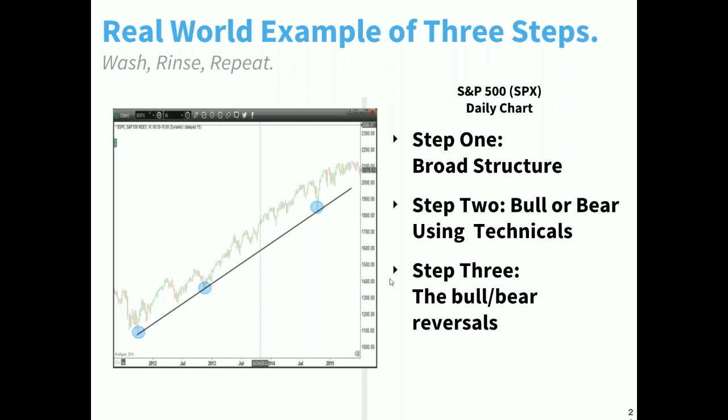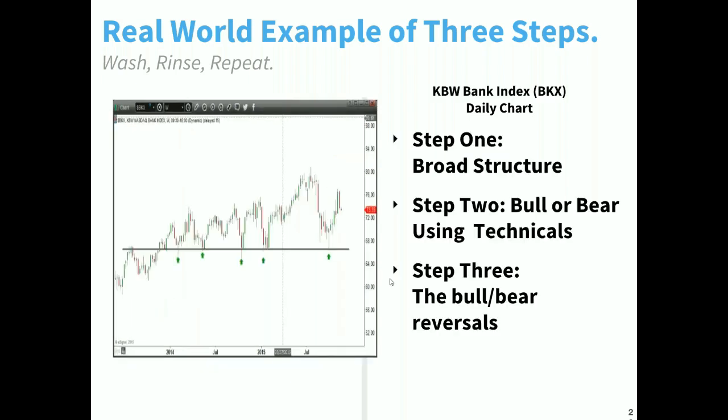Okay, so let me look at another example here. This is the same chart from before, this KBW Bank Index, or the BKX. And again, let's go and look at the broad market structure. Well, what happened first? Number one, when we had this strong bullish reversal, which is the one I just showed you before in the daily chart, this is now a weekly chart.